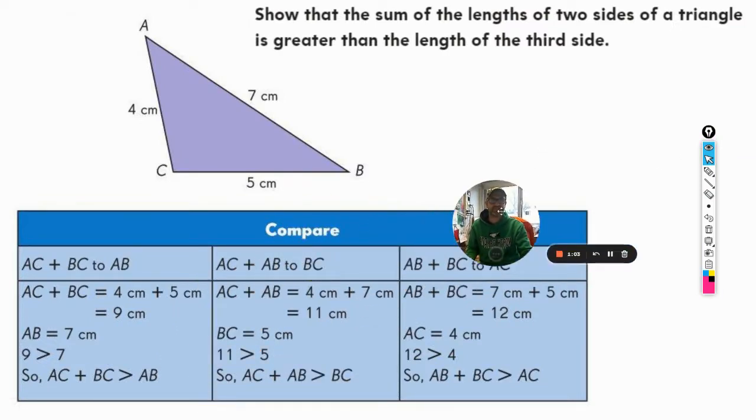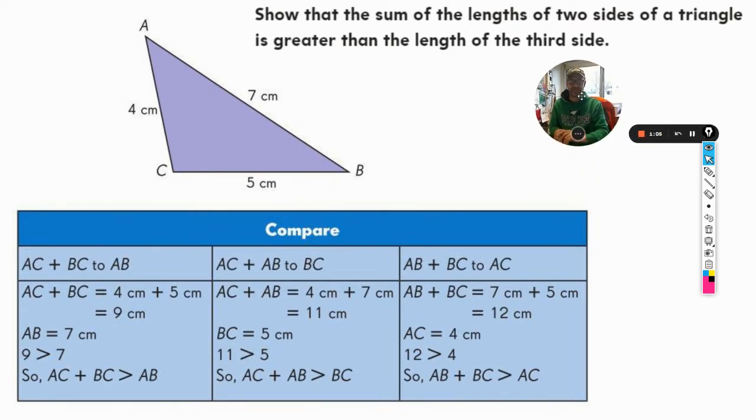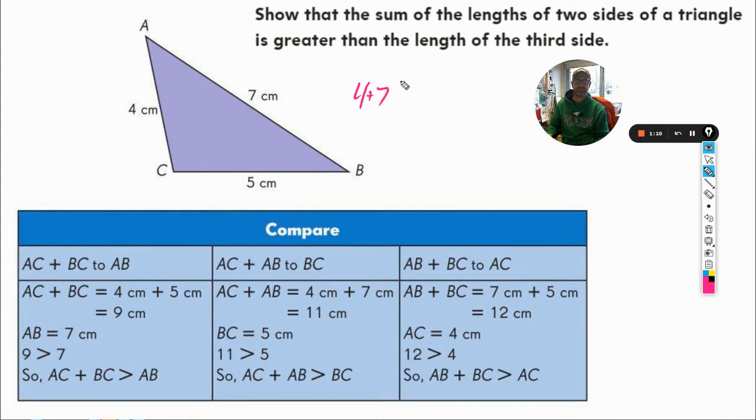Show that the sum of the lengths of two sides of the triangle is greater than the length of a third side. Basically, 4 plus 7 is greater than 5. Would you agree? I would agree. 7 plus 5 is greater than 4. Would you agree? I agree. 5 plus 4 is greater than 7. Would you agree? I agree.